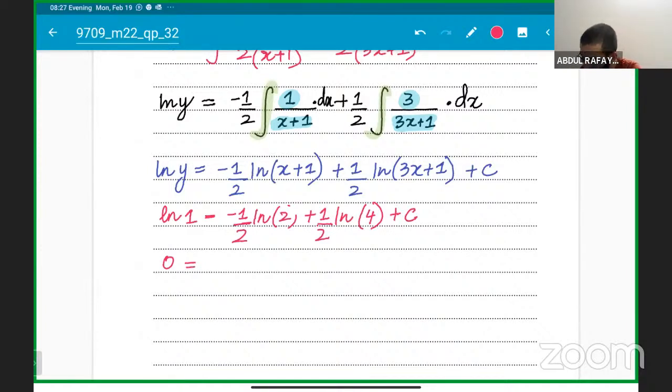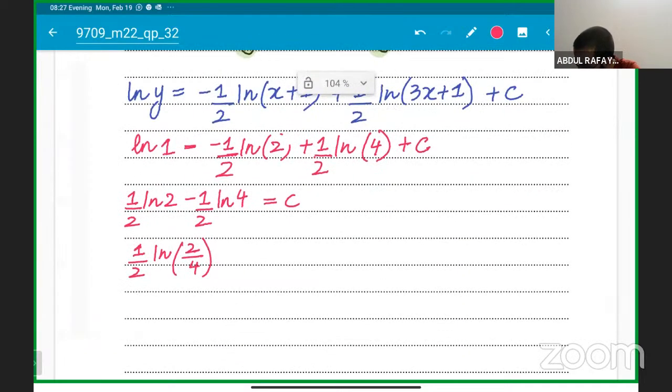So let's bring it to the other side. It will be half ln 2 minus half ln 4 is equal to c. So let's take out half common. ln 2 divided by 4 will be half as well. So c will be equal to half ln half. Getting it, guys? Clear? Is everyone getting it clear?